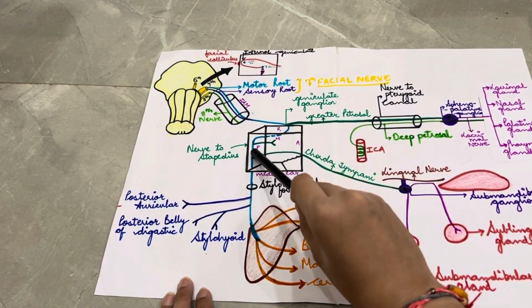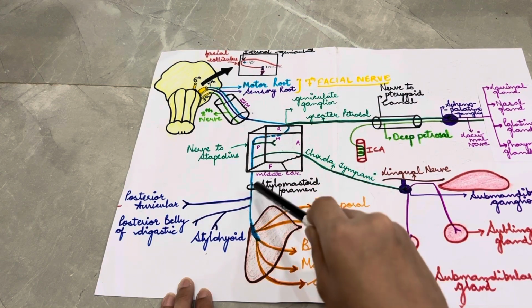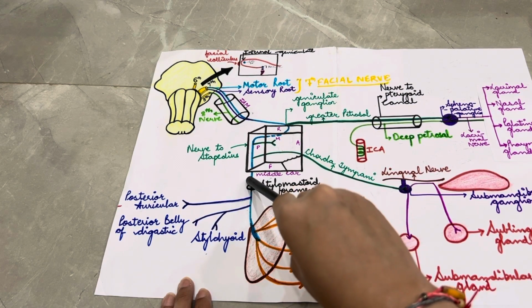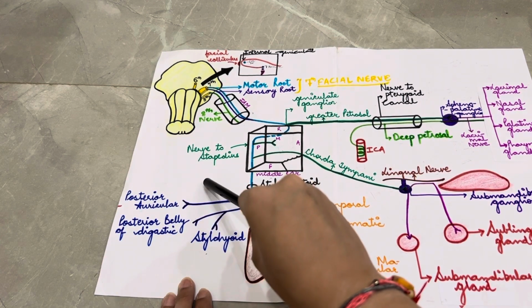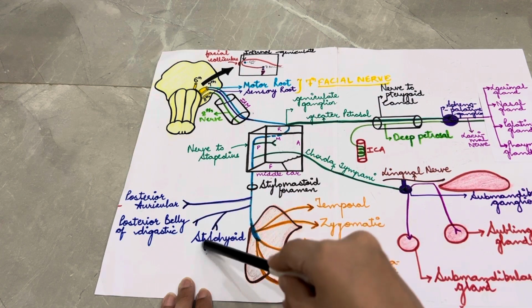Next is, after this posterior wall, it descends downward and exits through the stylomastoid foramen, or exits the skull. And as soon as it exits the skull, it gives its supply to the posterior auricular muscle as well as the posterior belly of the digastric muscle and the stylohyoid.